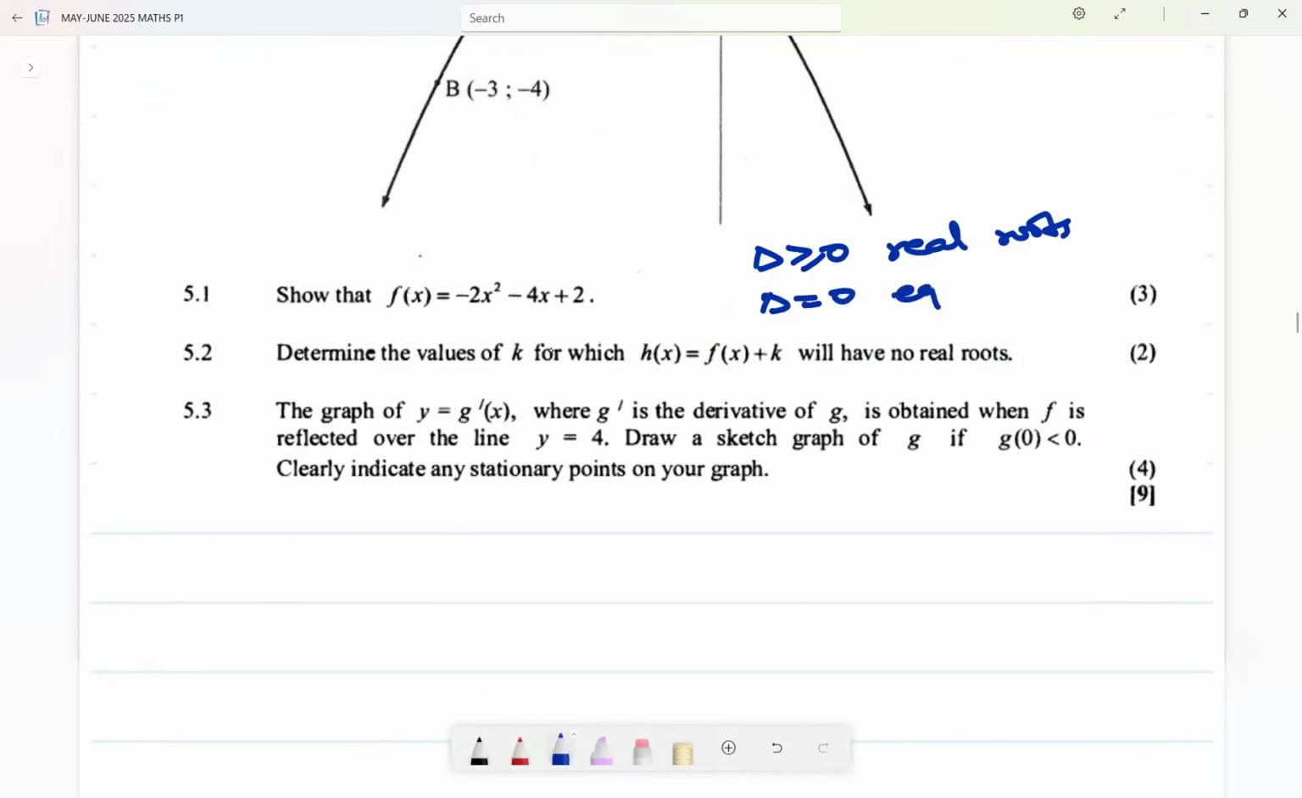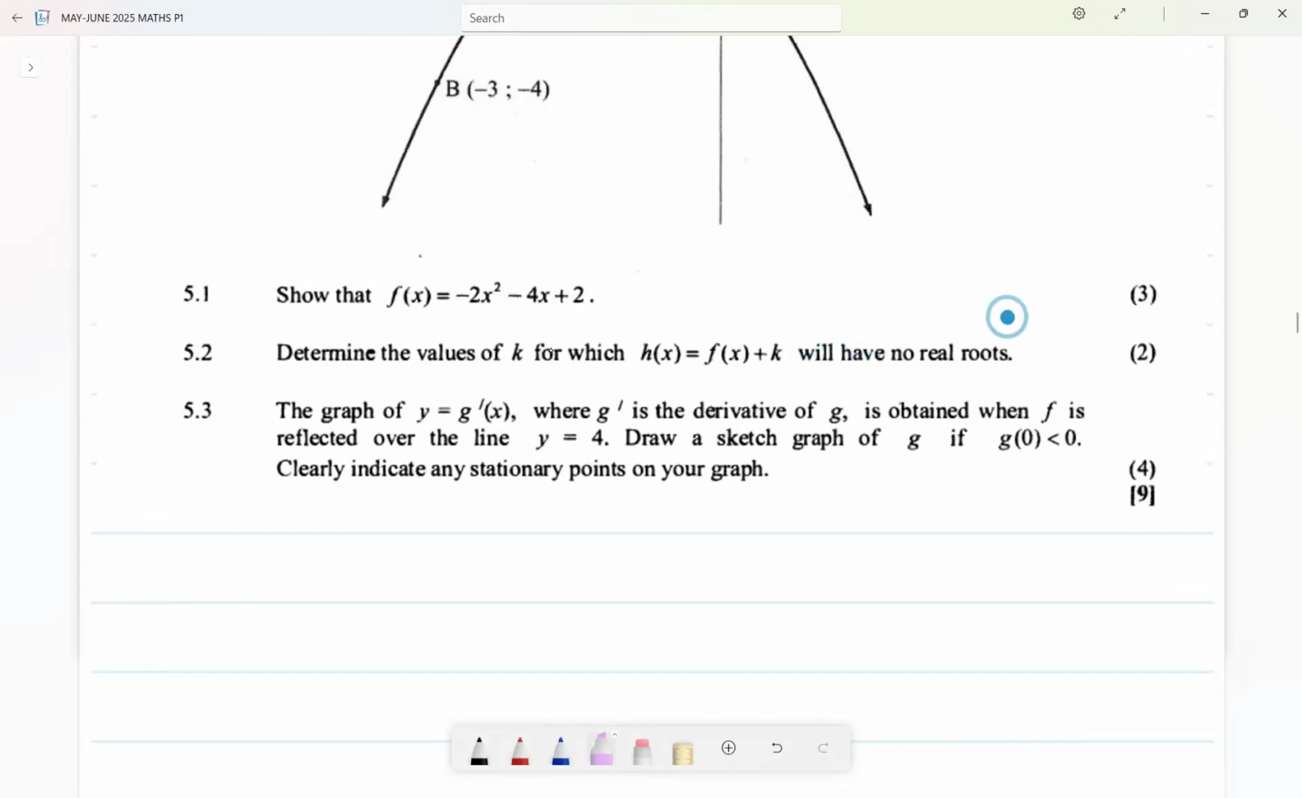These will be equal roots. But if the discriminant is less than 0, there are no real roots, unreal roots. Now we want these to have unreal roots, so we need our discriminant to be less than 0.